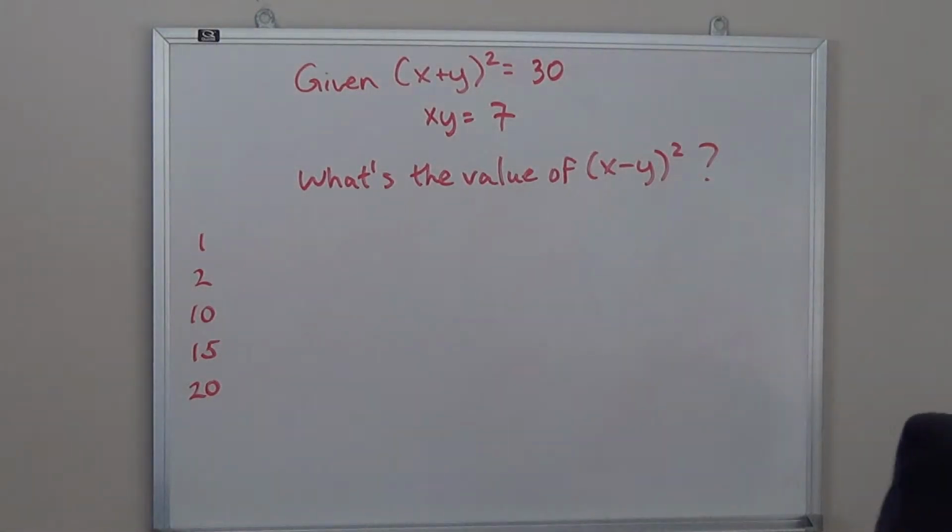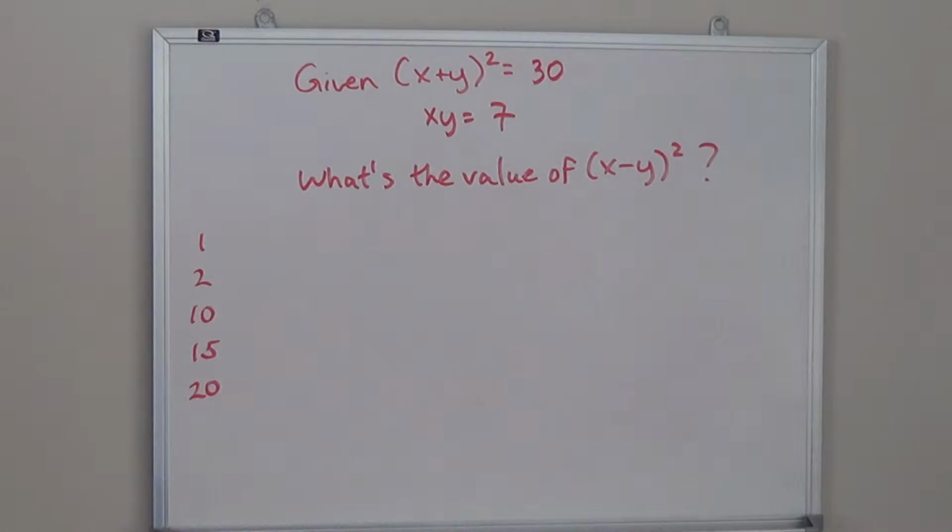Okay, we're back. Here's a question of the day. We're going to look at some algebra. They give us that (x plus y) squared is 30 and x times y is equal to 7. And they want to know what the value of (x minus y) squared is. And they kind of have to give us some answers. So think about it for a couple seconds, see if you can solve it. If not, we'll come back and we'll solve it together.